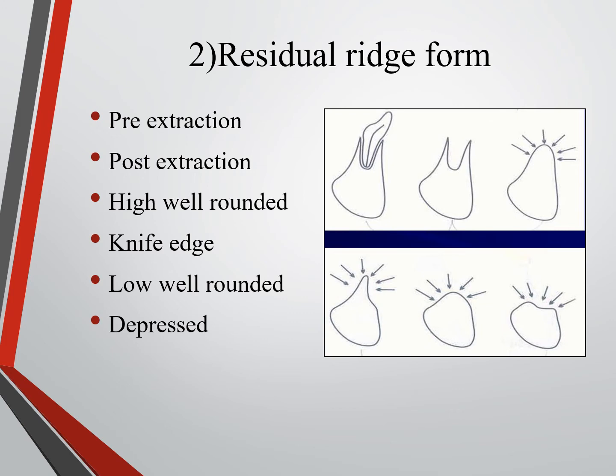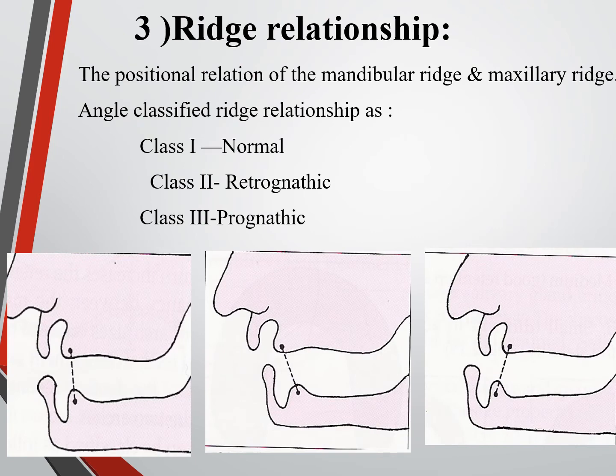So when the patient is walking into your cabin, and you know that the patient is completely edentulous, what are you looking at when you are observing the ridge? It is mainly divided into 6 categories. The first one is pre-extraction, the second is post-extraction, the third is high well rounded, the fourth is knife edged, the fifth is low well rounded, and finally it becomes a depressed ridge that you see in the residual ridge. This is a very important Atwood's classification that would always repeat as a 2-marker, so you must take it into consideration. Then looking at the ridge relationship.